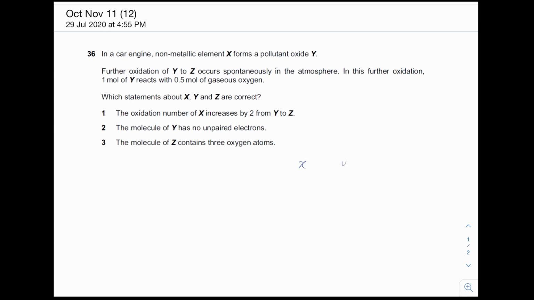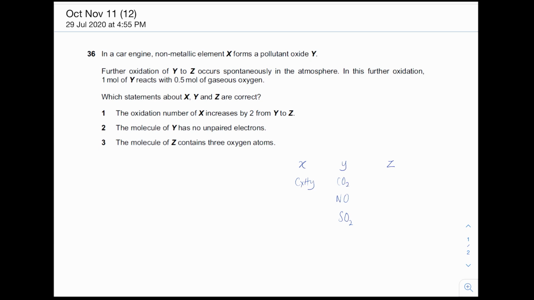So first of all, we need to figure out what the possible X, Y, and Z could be. In the car engine, the pollutant that we have is either carbon dioxide, nitrogen monoxide, or sulfur dioxide. But carbon dioxide doesn't come from a non-metallic element X, it comes from the hydrocarbon, which is CxHy. So therefore, this is not the answer.